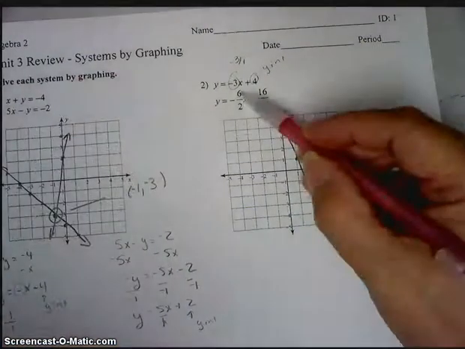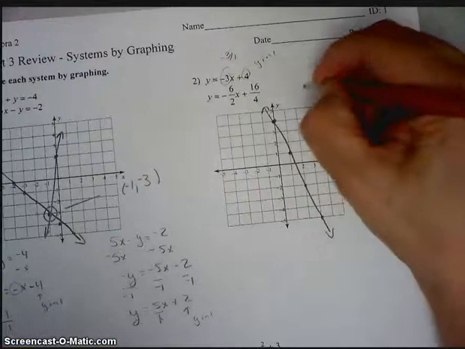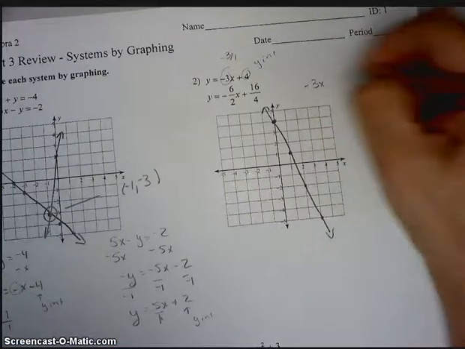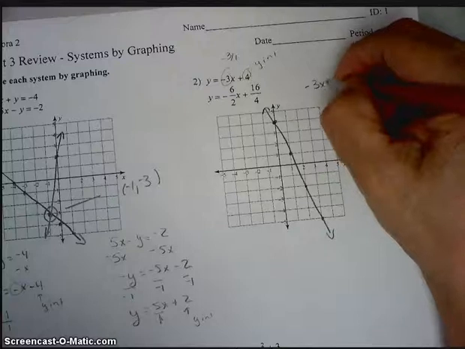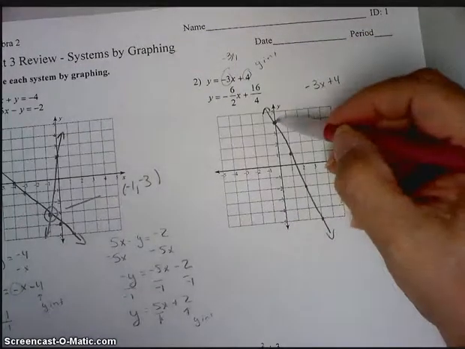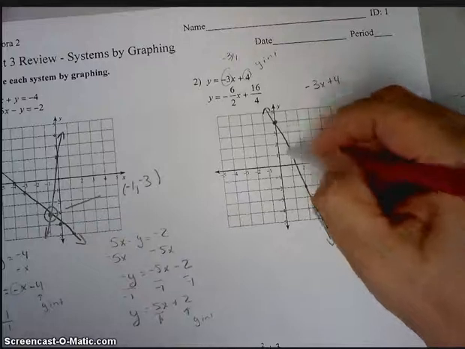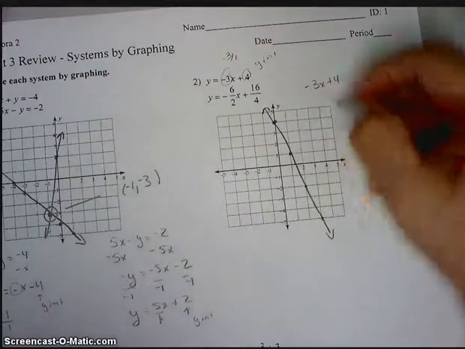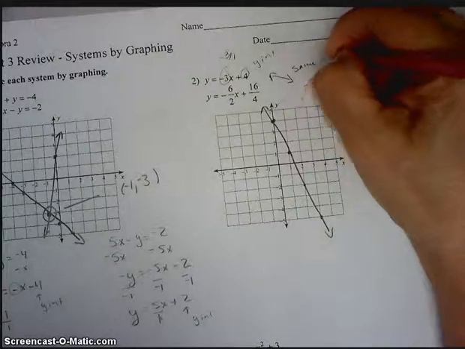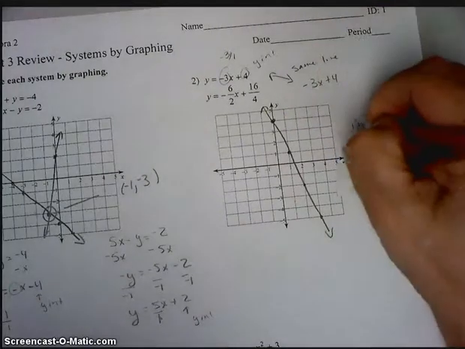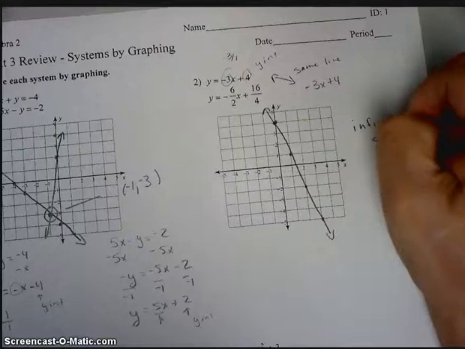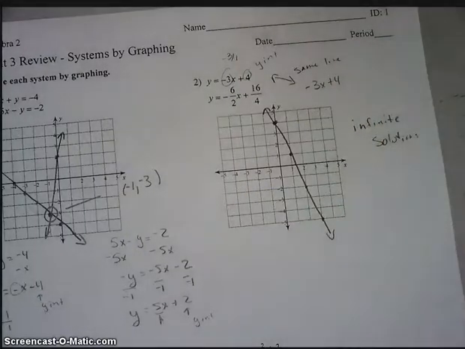Okay, my next one here, if I look at this, 6 divided by 2, this becomes negative 3, and this becomes positive 4 if I simplify that. So I look at this and it's like, okay, that is the exact same line. So since it's the same line, there are an infinite number of solutions. Okay, because they're on top of each other. So that's infinite solutions.